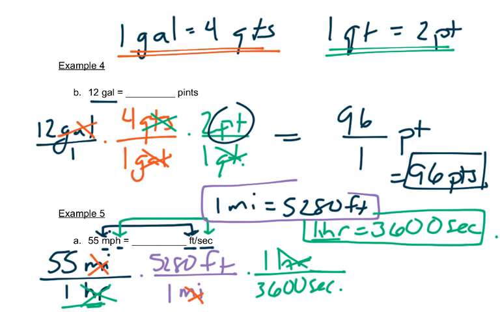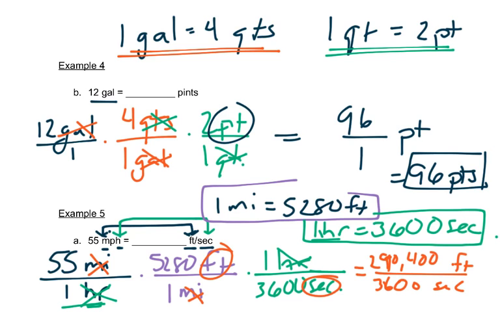And then we just multiply straight across. So we have 55 times 5,280 times 1. And we get 290,400. And this has feet over 1 times 1 times 3,600. And there's seconds here. So then we take that 290,400 and we divide by 3,600. And we get 80.666. And it'll be feet per second.